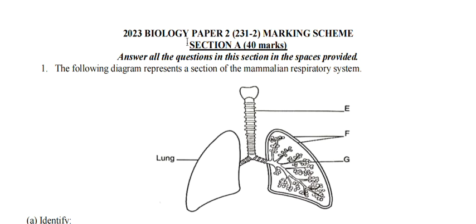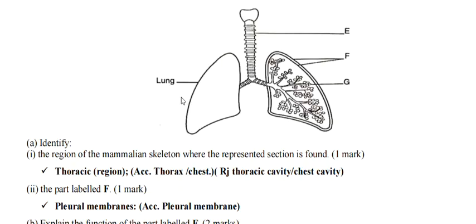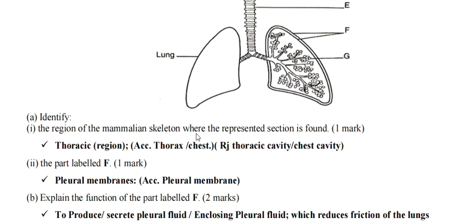2023. That is section A, question 1. The following diagram represents a section of a mammalian respiratory system. As you can see, part A, identify the region of the mammalian skeleton where the represented section is found, and that is the thoracic region. The thoracic region is basically the chest region, but the correct term to use is the thoracic region.